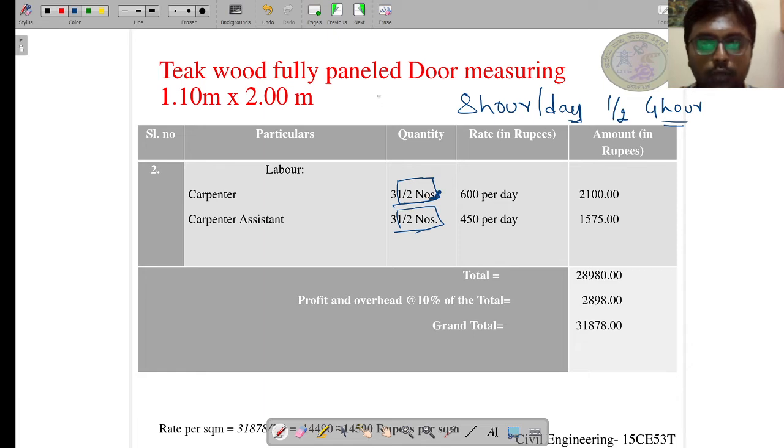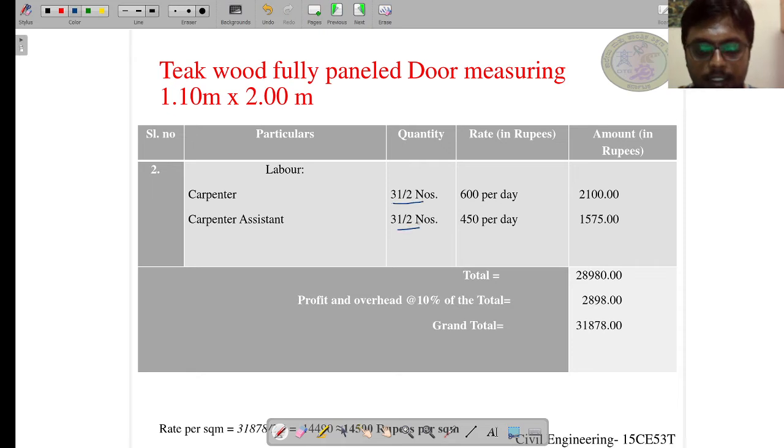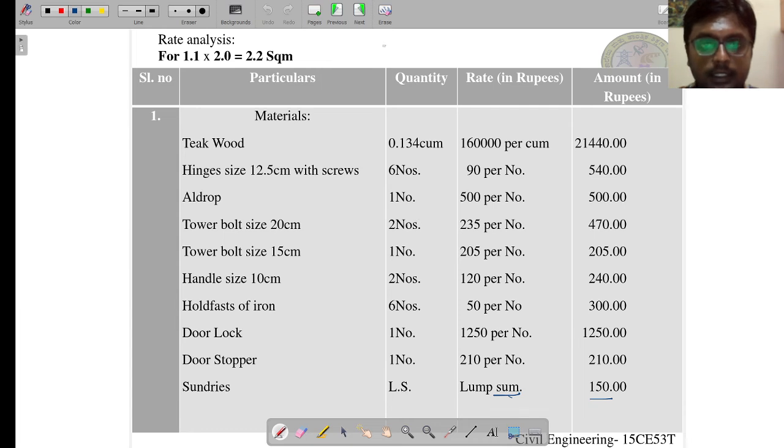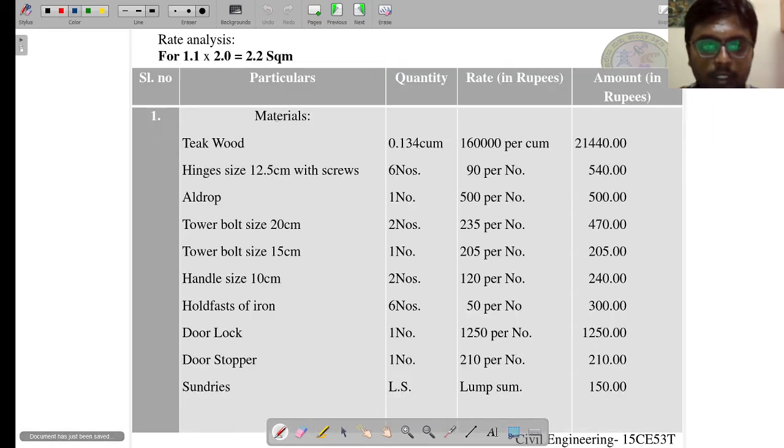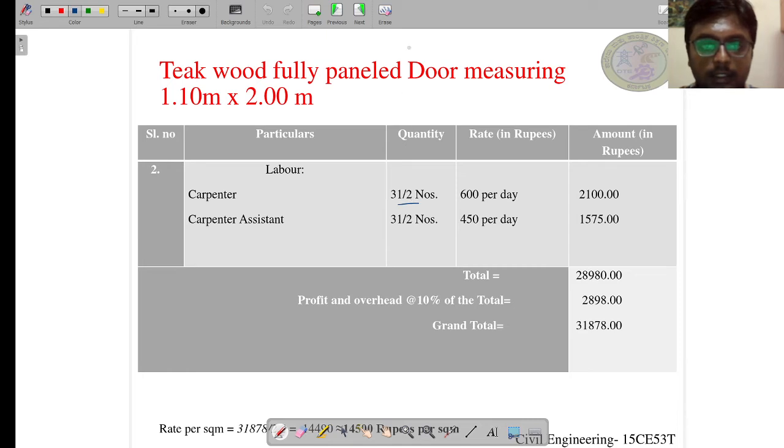Okay, so how do you get this quantity? Do we have to memorize this quantity, 3.5 numbers? Yes, you have to memorize this quantity because these numbers are based on empirical experiments. So we have to remember this quantity for this size, that is 2.2 square meter of teak wood work. We need 3.5 number of carpenters and 3.5 number of carpenter assistants.